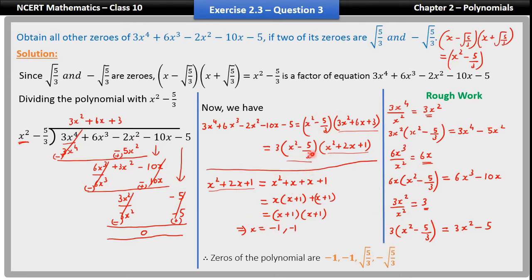So what we did in this problem is, we found out that based on the given zeros that x square minus 5 by 3 is a factor of this equation. That's the one big step in this problem. Once we found out that, we divided the polynomial to obtain a quotient that is a second order polynomial. From that second order polynomial, we found out the other two zeros. So once we found the other two zeros, we have obtained all the 4 zeros of this polynomial. So that's how you solve this problem.